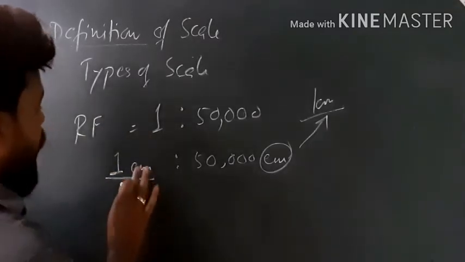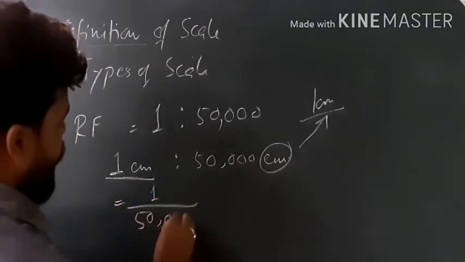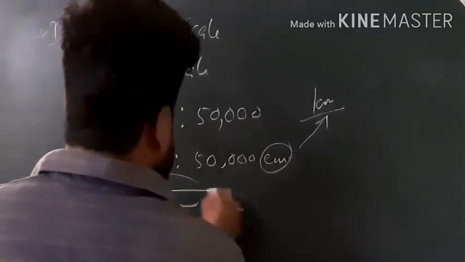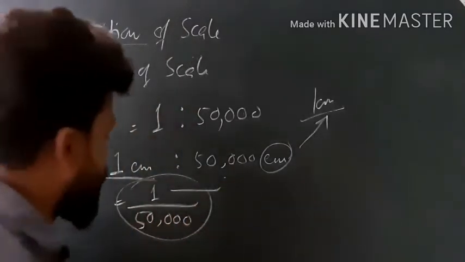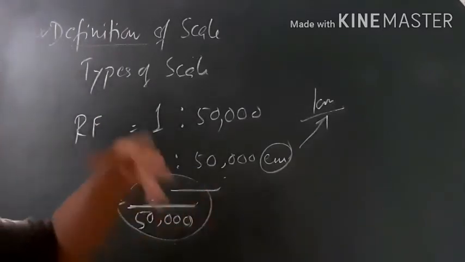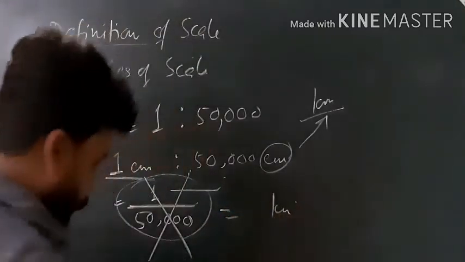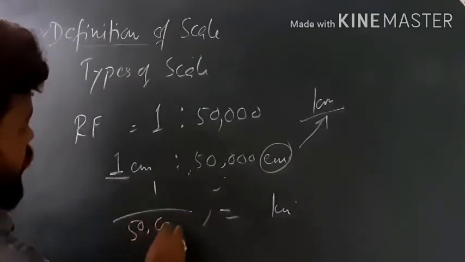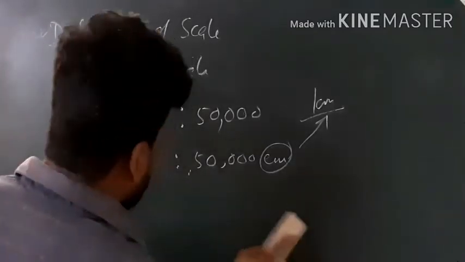That means if 1 centimeter is to 50,000, we can write it like this: 1 divided by 50,000, because this is a fraction. We know this from mathematics, right? There is a numerator and a denominator. So this 50,000 unit is just a fraction. That means the scale is in fraction. So we have to break this 1 divided by 50,000 fraction into kilometers. How will we break it?